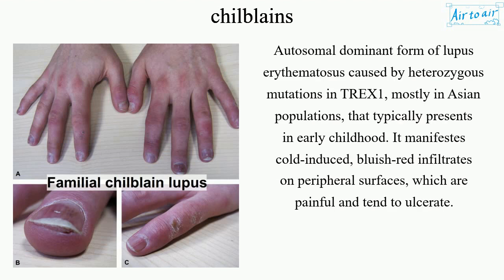Autosomal dominant form of lupus erythematosus caused by heterozygous mutations in TREX1, mostly in Asian populations, that typically presents in early childhood. It manifests cold-induced, bluish-red infiltrates on peripheral surfaces, which are painful and tend to ulcerate.